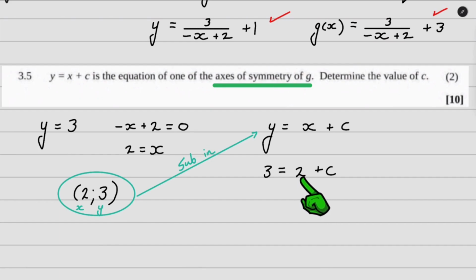And then I'm going to take this 2 over to get C on its own, giving us the final answer of C equals 1, because this 2 becomes -2 when you move it over. So let's check where the marks come from here. The 2 marks come from your substitution of the correct point as well as your final answer.